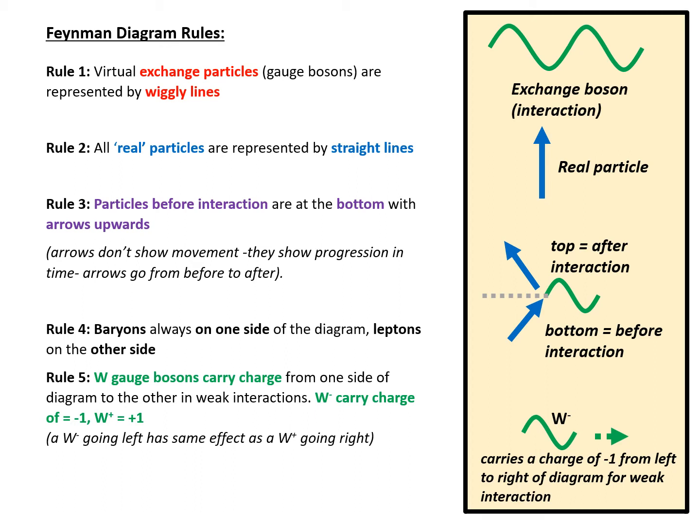The fourth rule is that baryons are always drawn on one side and leptons are drawn on the other side. And rule five is that the W gauge boson carries charge from one side of a diagram to the other in weak interactions. So the W minus particle is going to carry a charge of -1, and the W plus particle will carry a charge of +1.